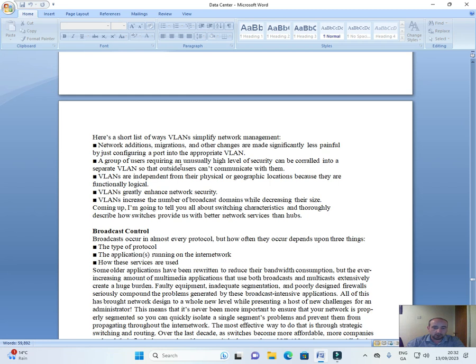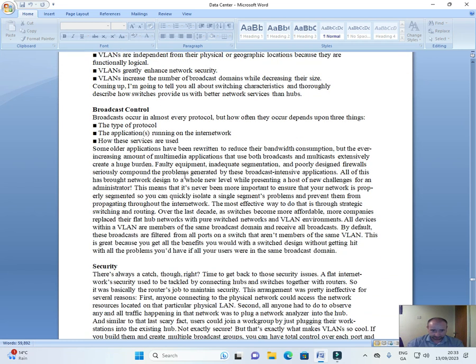A group of users requiring an unusually high level of security can be corralled into a separate VLAN so that outside users can't communicate with them. VLANs are independent from their physical or geographic locations because they are functionally logical. VLANs greatly enhance security. VLANs increase the number of broadcast domains while decreasing their size. Coming up, I'm going to tell you all about switching characteristics and thoroughly describe how switches provide us with better network services than hubs.